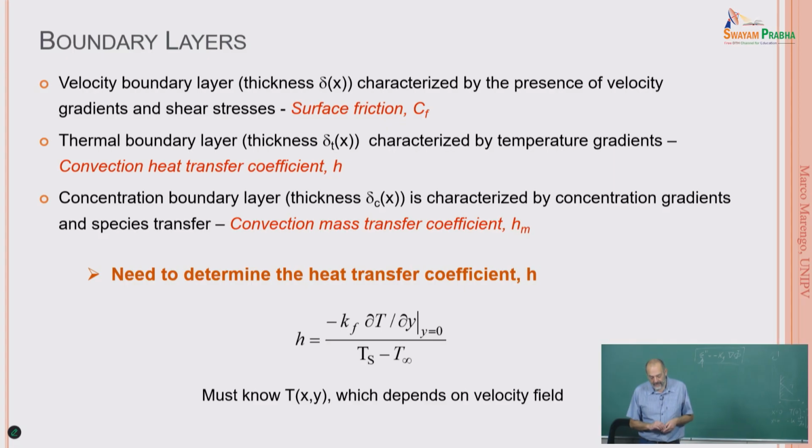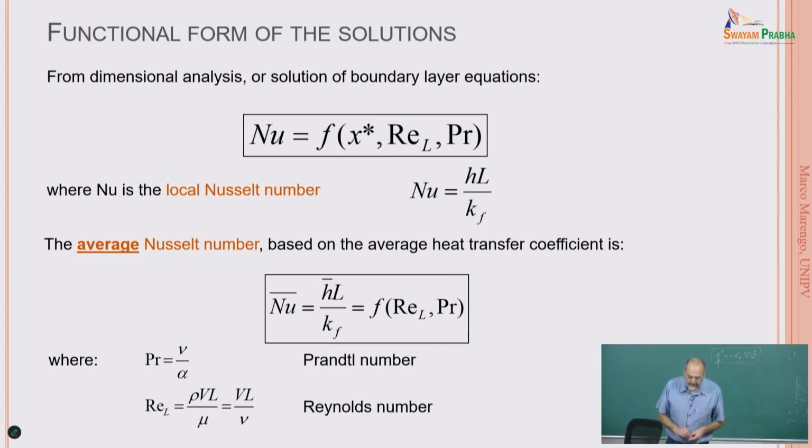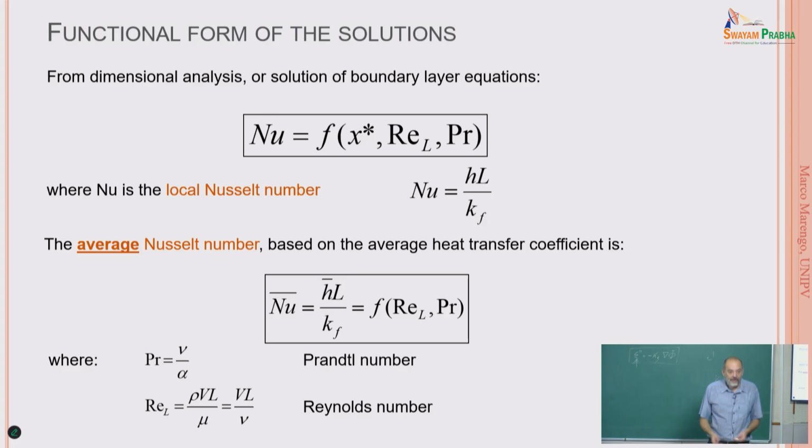I don't have time. So, we need to determine the heat transfer coefficient in the boundary layer. It's possible to estimate what is happening using the Nusselt number. The Nusselt is h, the convection coefficient, multiplied by the characteristic length divided by the thermal conductivity of the fluid. And since we saw that it's possible to define average values for h, this means that we have average values for the Nusselt.